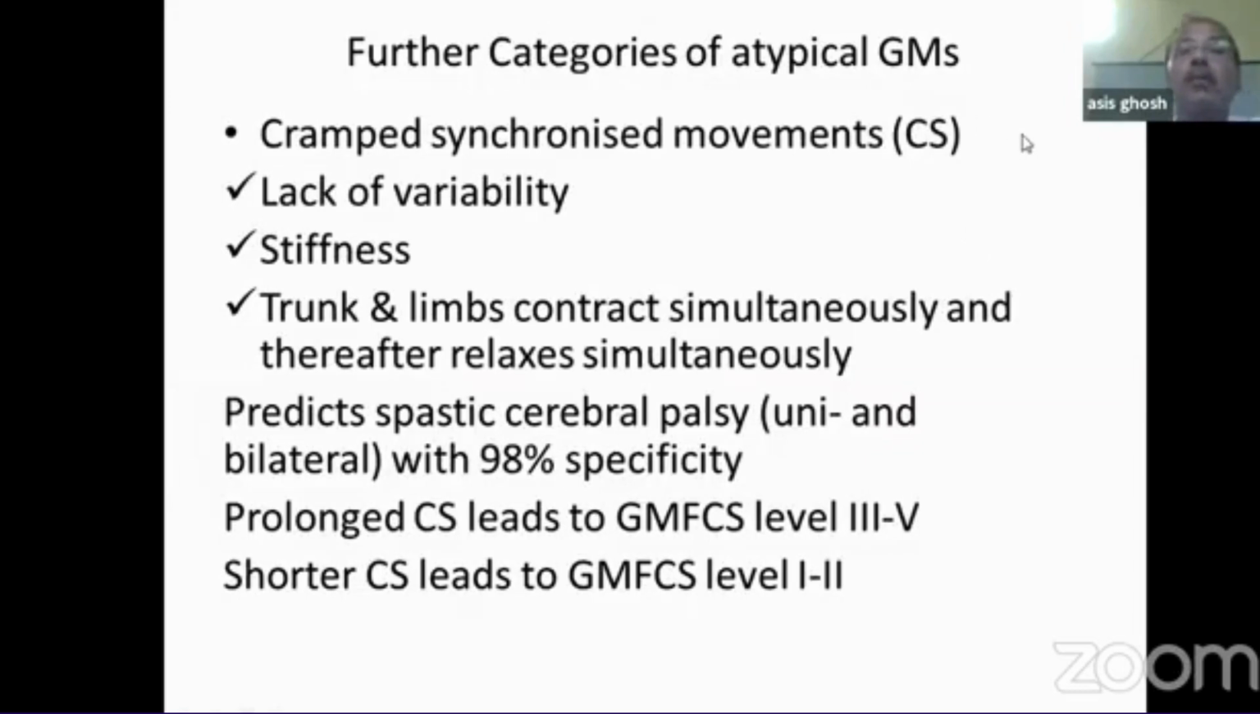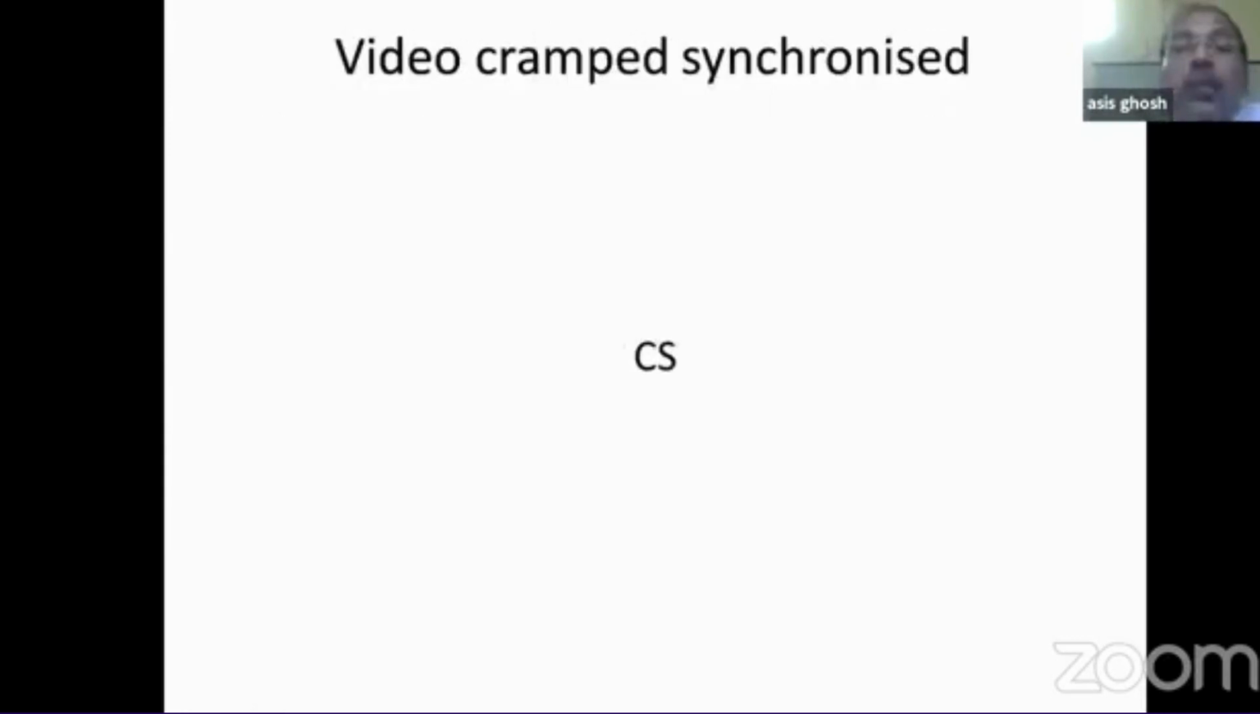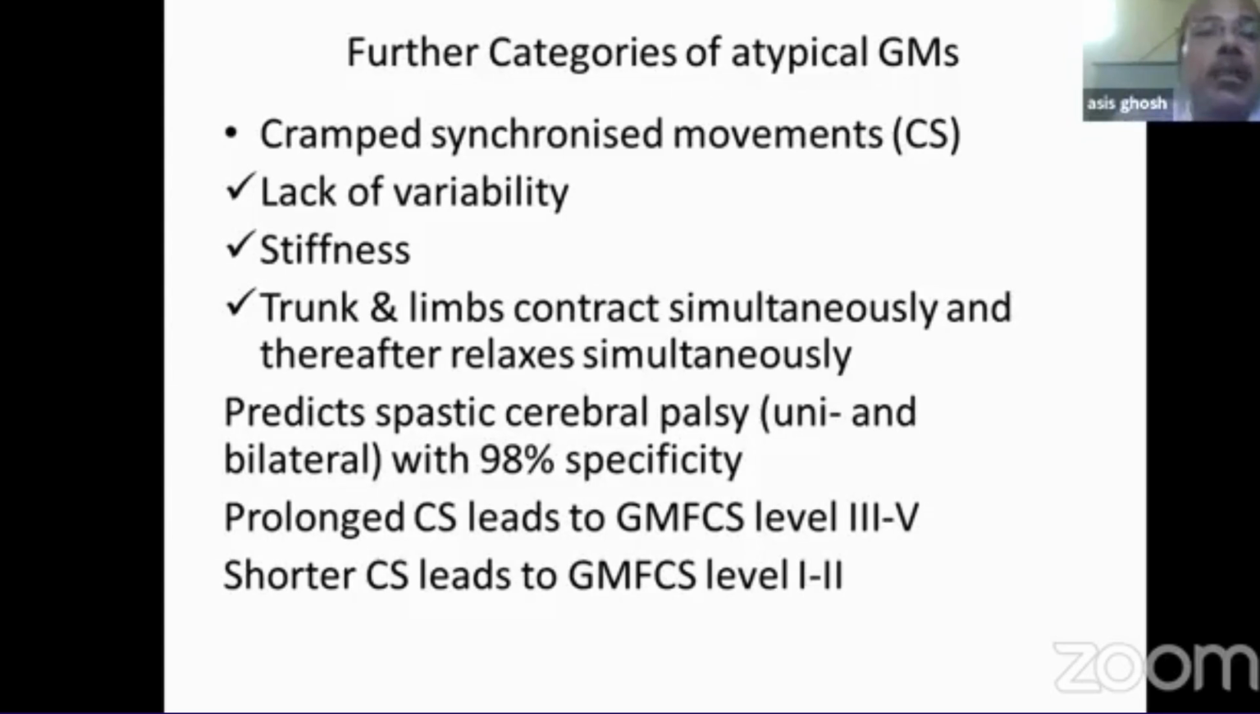Now there are further categories of atypical GMs. A very important one is cramped synchronized movements. There is lack of variability, there is stiffness, trunk and limbs contract simultaneously and thereafter relax simultaneously. So it predicts spastic cerebral palsy, unilateral or bilateral, with 98% specificity.